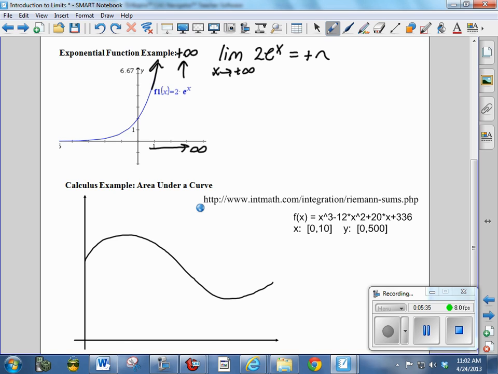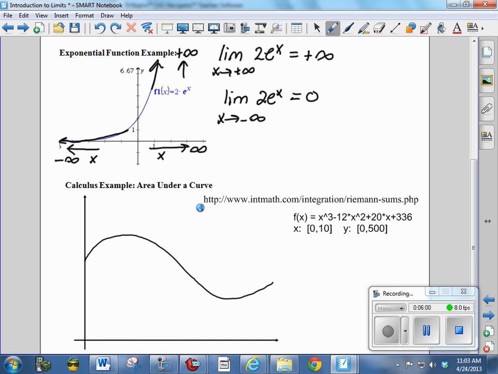What happens as x is going to negative infinity? So what happens to the function? Oops, that's not supposed to be down there. It's supposed to be up here. Okay. So as x is going to negative infinity, notice what's happening to y. Y is not going to negative infinity. Y is getting close to 0.